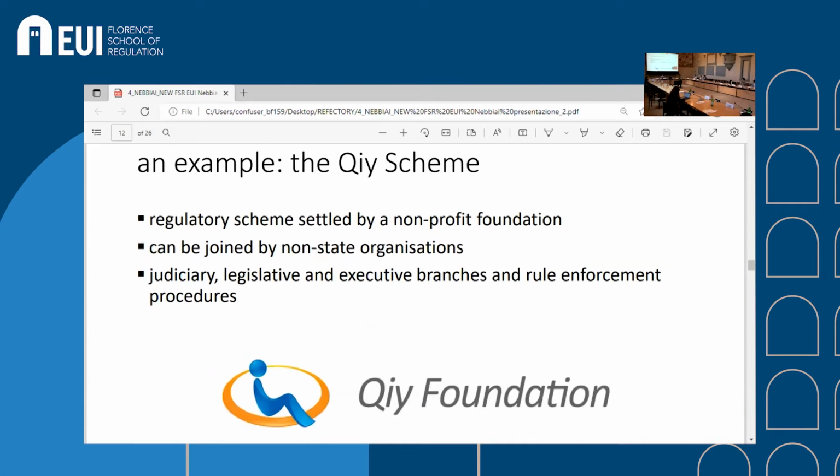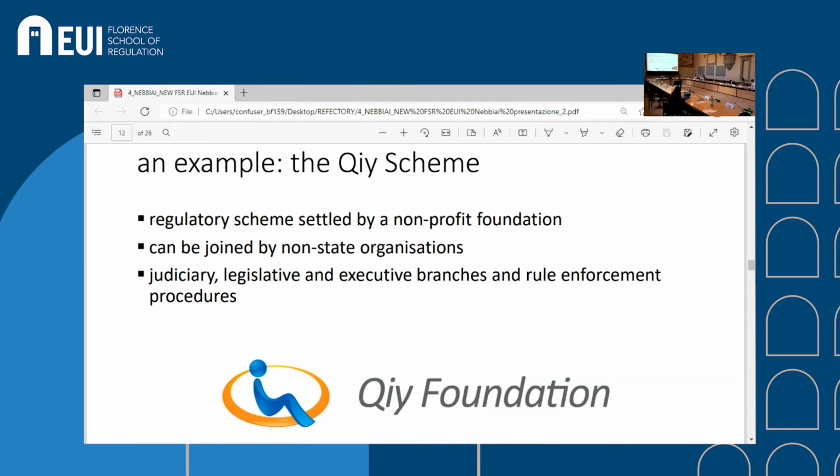I want to bring an example right now. That is the KU-IUI scheme. What is the KU-IUI scheme? This scheme is a regulatory scheme, created not by a state actor, but by a non-profit foundation. Now, this scheme can be joined by non-state organizations, for example, firms or non-profits.